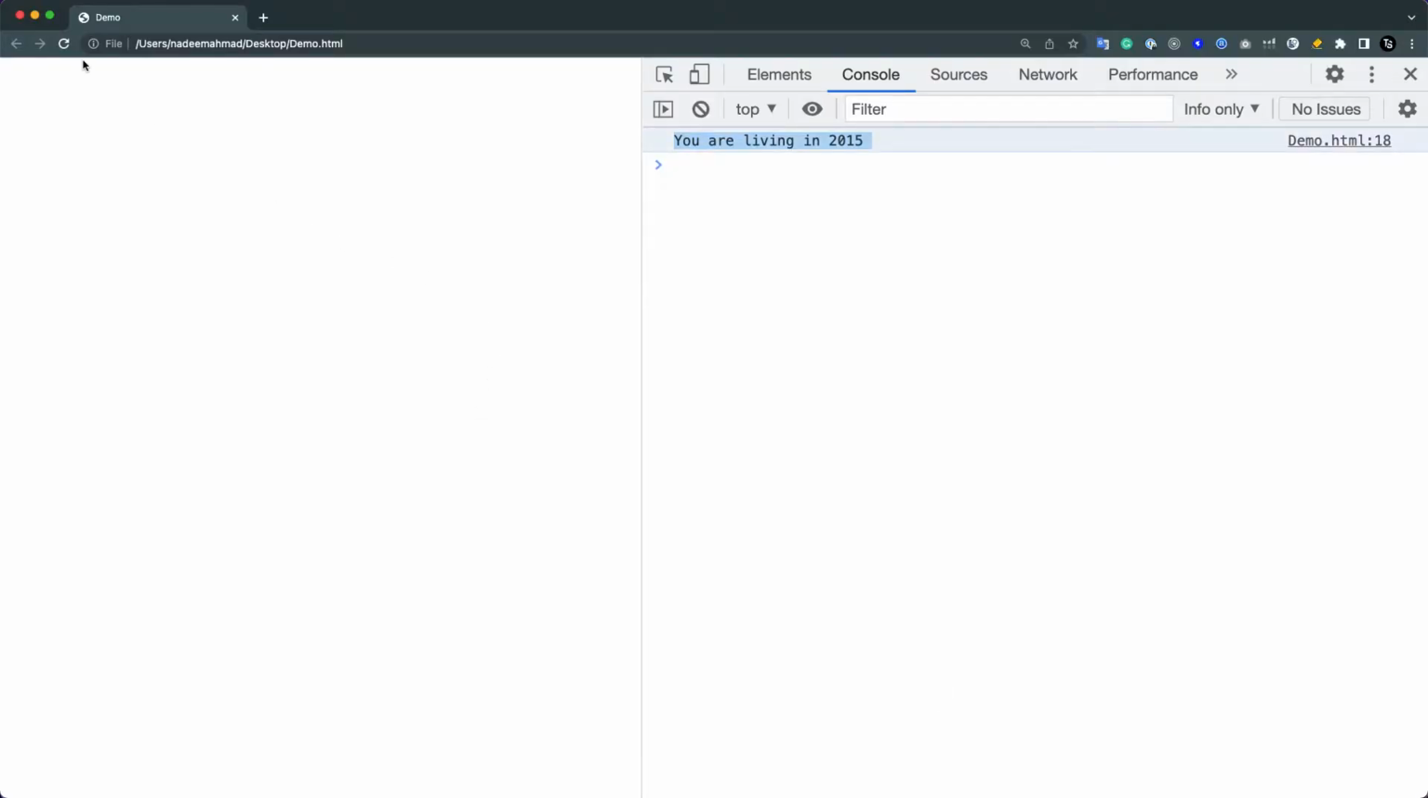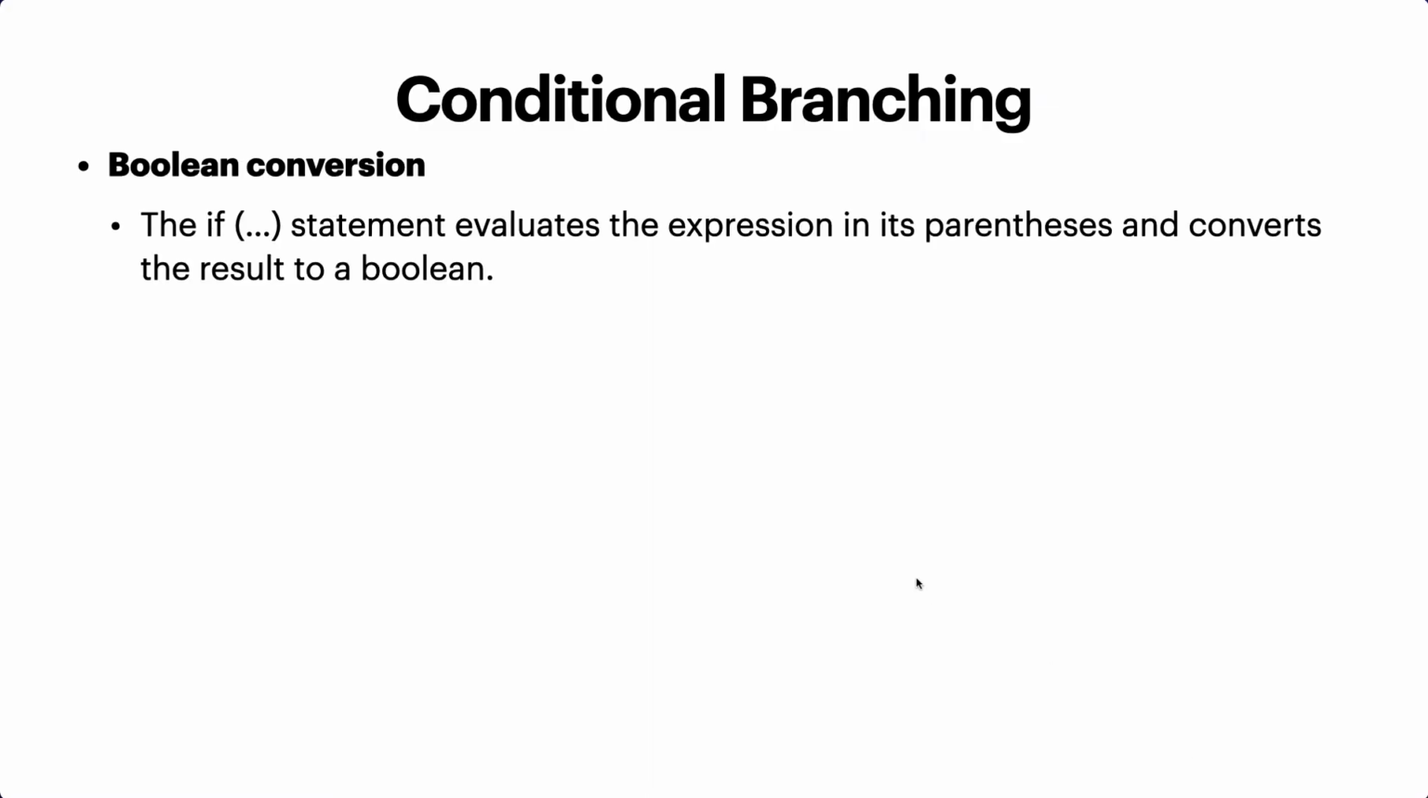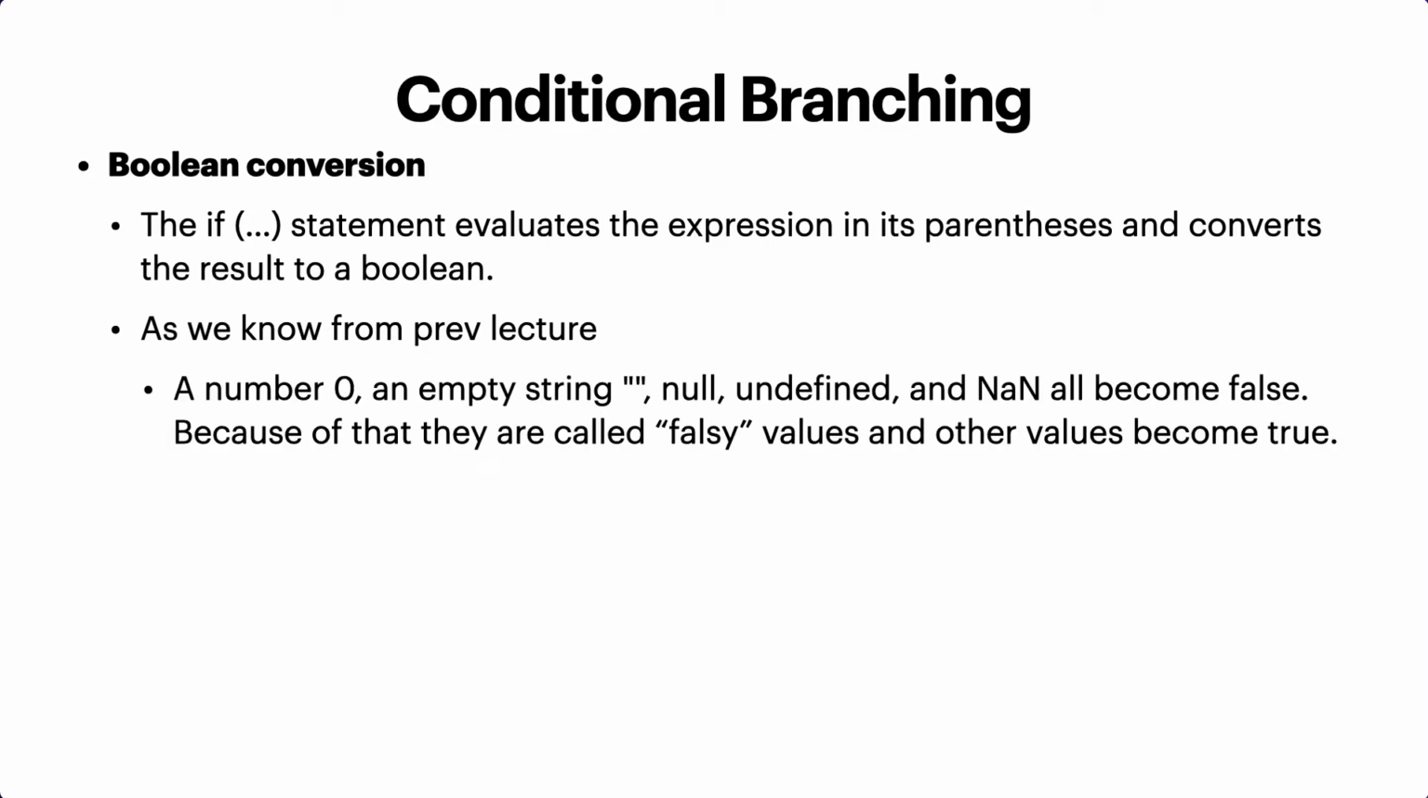So this is how it should work. You can see you're still seeing the "you are living in 2015" message over here. So based on the true or false conditions on Boolean values, it's making the decision. As we know from the previous lectures, a number zero, an empty string, null, undefined, and not a number, NaN, all become false. Because of that, they are called falsy values, and other values become true.